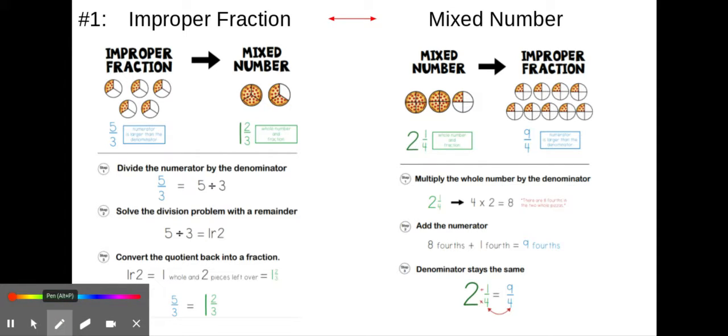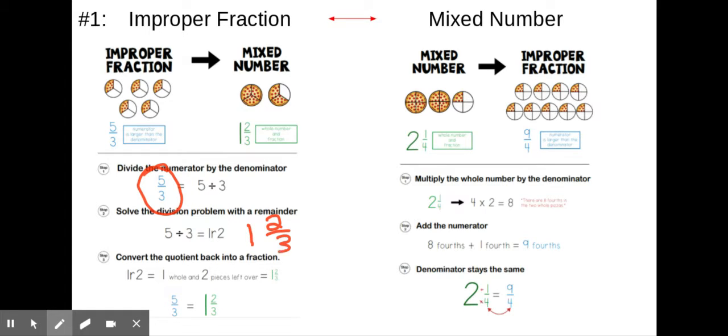As you can see, if I have 5 over 3, 5 over 3 is like a division problem. The number is an improper fraction because there's a bigger number on the top than there is on the bottom. There's a bigger numerator than there is a denominator. So what we say is, how many times can 3 fit into the 5? 3 can fit into 5 one time, and then there's 2 left over. So I fit 3 into 5 one time with 2 left over.